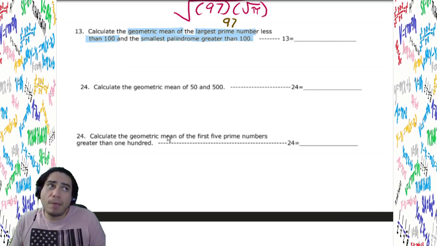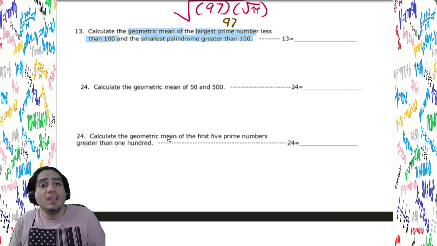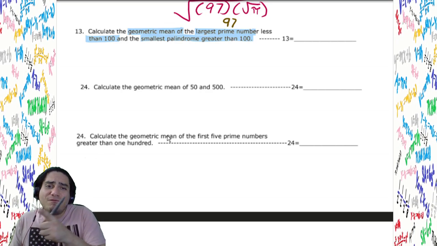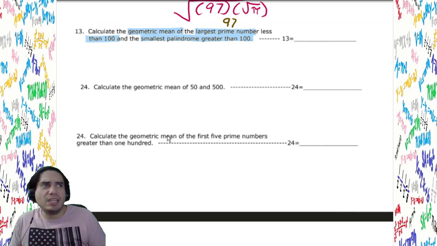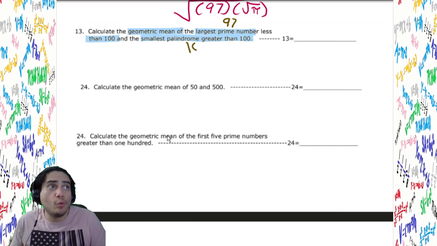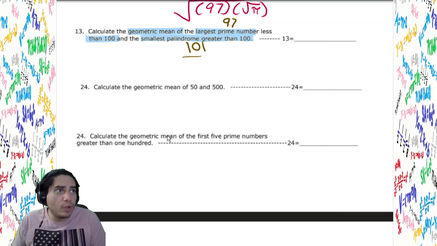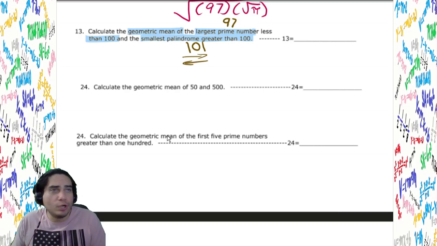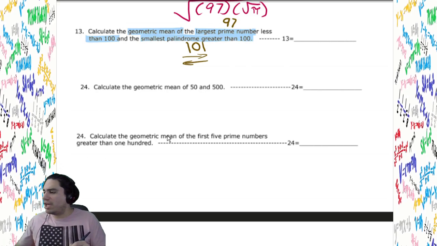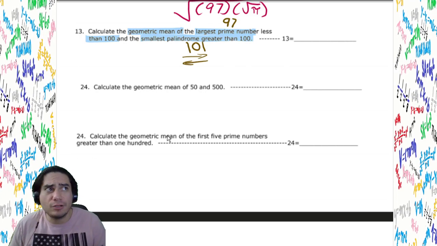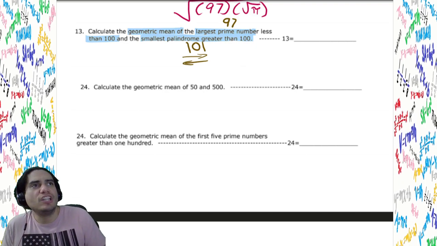But the smallest palindrome greater than 100. Remember, a palindrome is the same forwards as backwards. The same thing. And so the smallest palindrome is 101. 101 forwards going this way is the same as written this way. That's a palindrome, okay? Remember that. We've seen palindromes before. So let's go ahead and set this bad boy up.